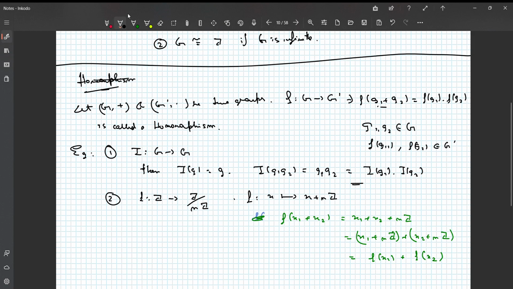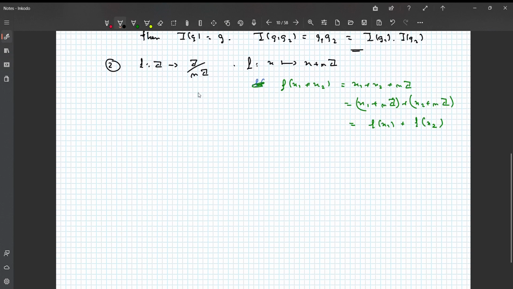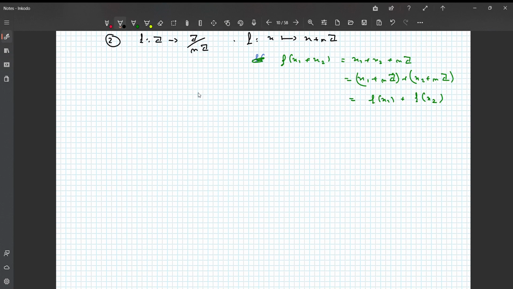The next is a very important terminology related to homomorphism, that is the kernel of a homomorphism. So let F from G to H be a homomorphism.